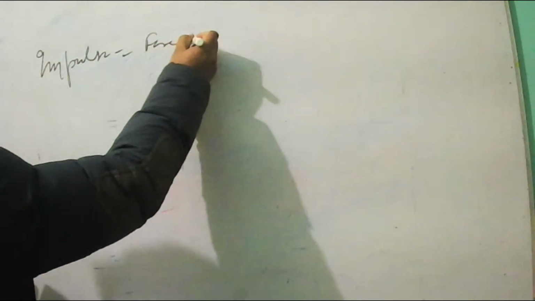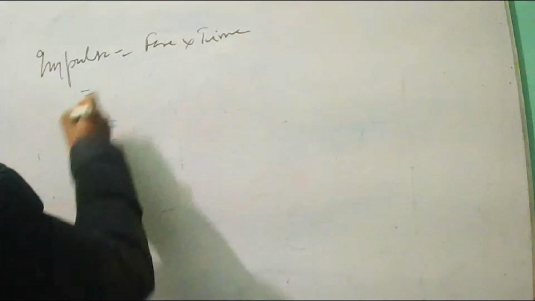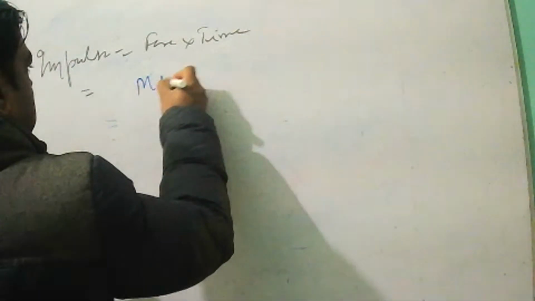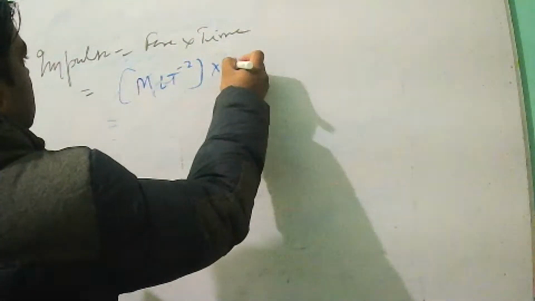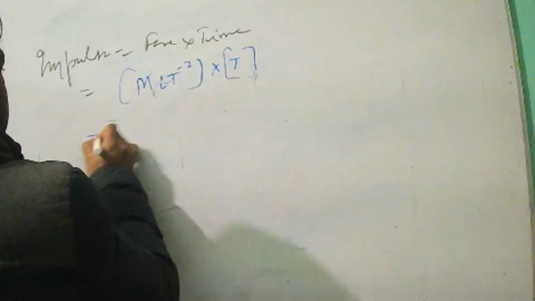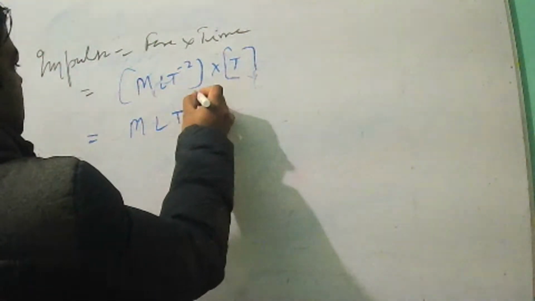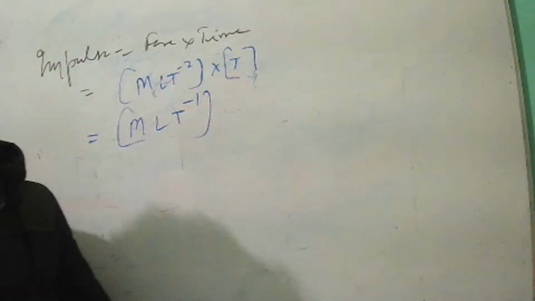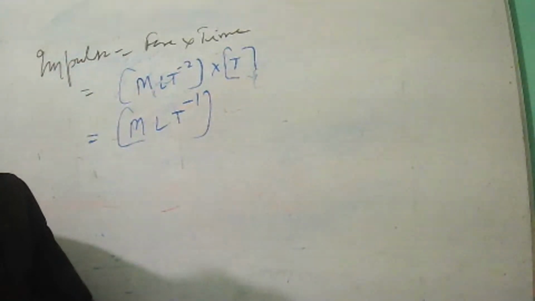After pressure, we have impulse. Impulse is equal to force multiplied by time. This is your impulse. So what is the dimension of force? MLT minus 2, you write here, and time is T. So this will become MLT minus 1. Are you getting the same? Yeah. So this will be the dimension of your impulse.